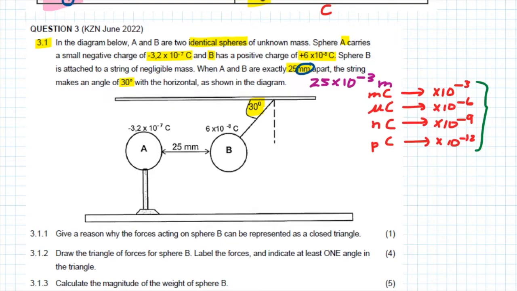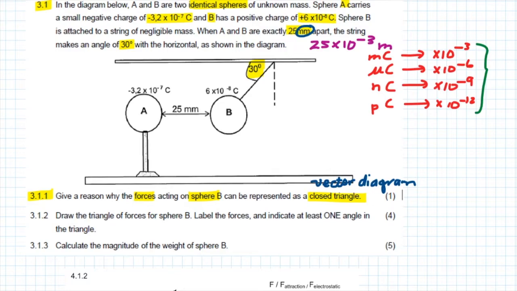Now question 3.1.1 says, give a reason why the forces acting on sphere B can be represented by a closed triangle. What do we mean when we say a closed triangle? Well, we are referring to a vector diagram, specifically one where we have attached the force vectors using the tail to head method. If we end up with a closed vector diagram, we know that this implies that the net force or the resultant force on this object is going to be 0.